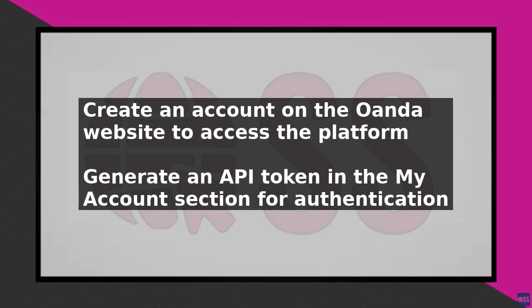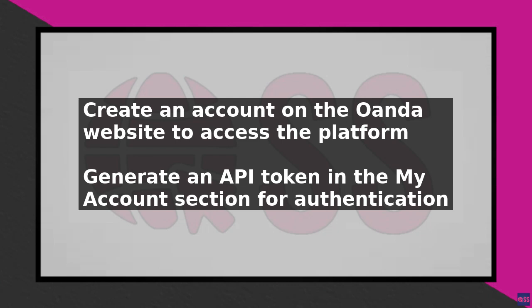To get started with the Oanda API, you first need to create an account on the Oanda website. This will provide you with access to the Oanda platform and the ability to generate an API token. Once you have created your account, navigate to the My Account section and select the API tab. Here you will find the option to generate a new API token.